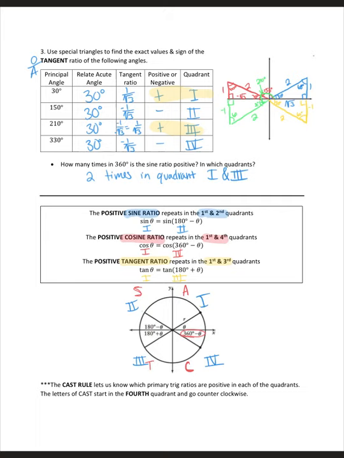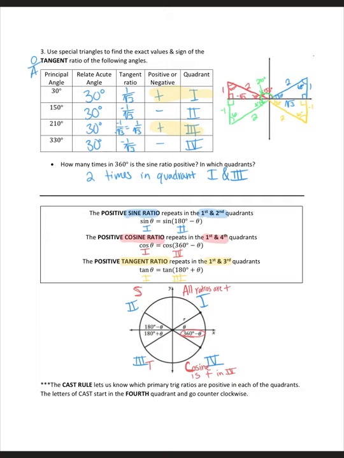So what this is really saying is if I have this C down here in my 4th quadrant, that's telling me that only cosine is positive here. So it's positive in quadrant 4. The A up here in quadrant 1 tells me that all ratios are positive in quadrant 1.